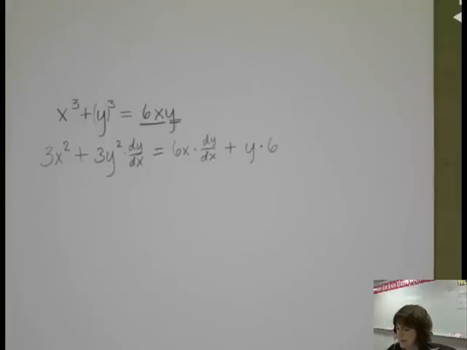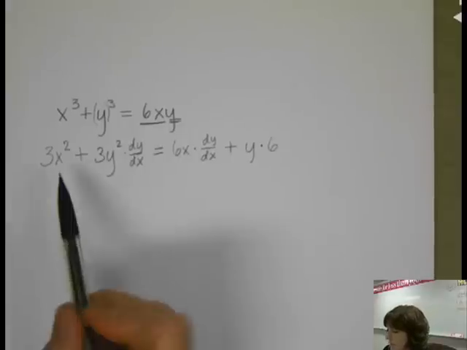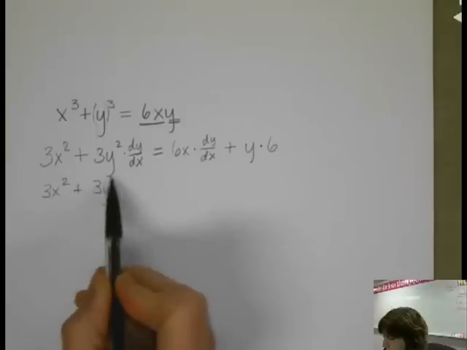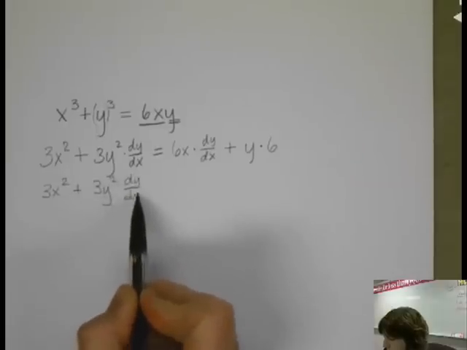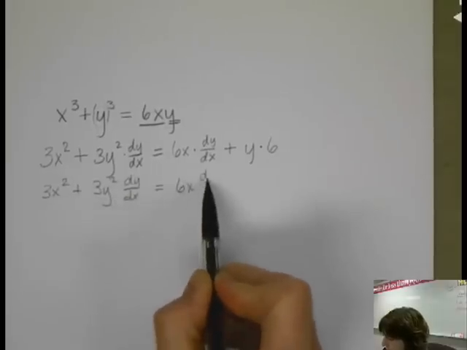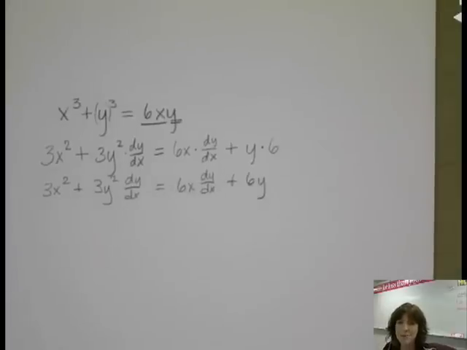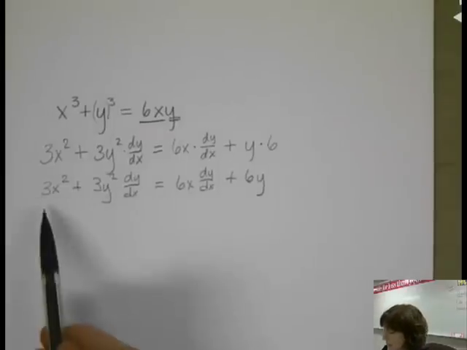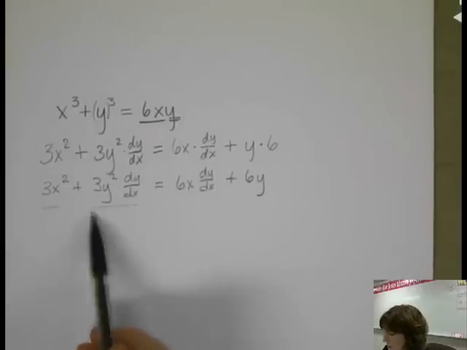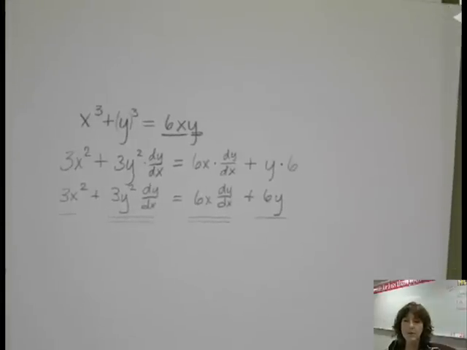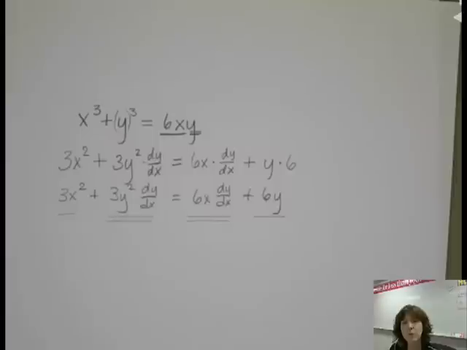And this is, like I said, it gets kind of bulky. But I want you to notice something. Well, first I'm going to clean it up just a little bit. 3x squared plus 3y squared dy over dx equals 6x dy over dx plus 6y. Okay, I just had to clean that up a little bit. And now you really have 1, 2, 3, 4 terms. Whoops, sorry. You really have 4 terms in this equation. 2 of them have a dy over dx in them, and 2 of them do not.